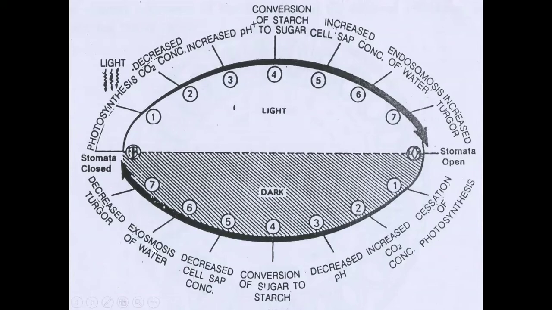Exosmosis occurs, which means that the water present in the guard cell moves into the surrounding cells, and that's why the guard cells become flaccid. The pressure that is developed because of the entry of water into the guard cell, which we call turgor pressure, decreases and the stomata become closed.